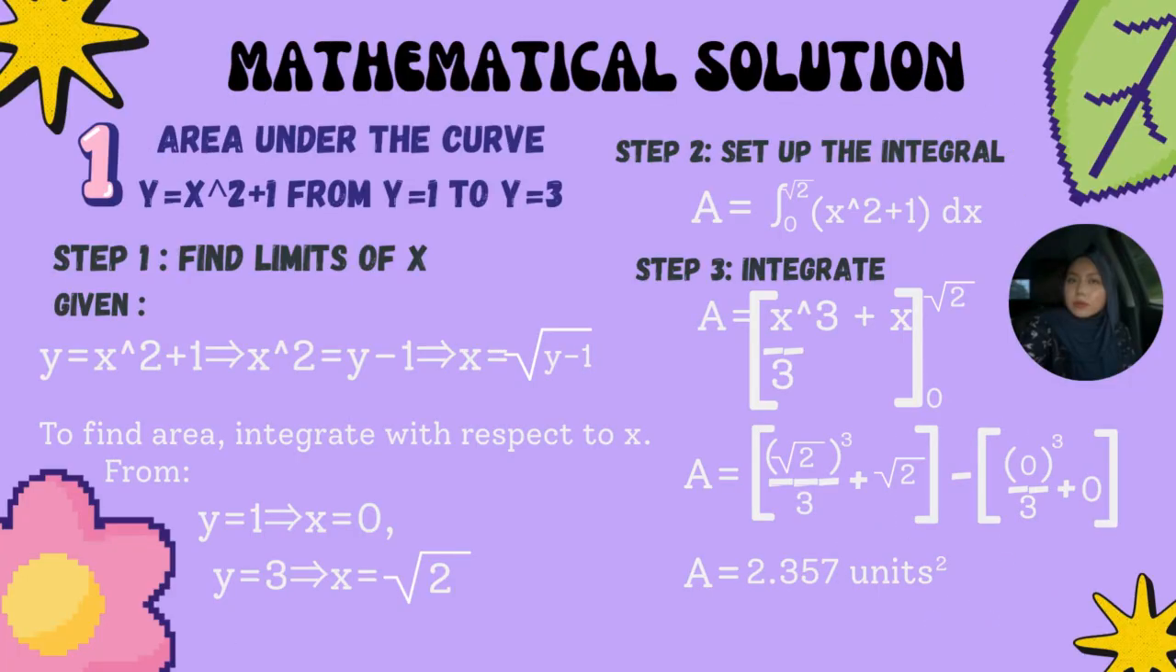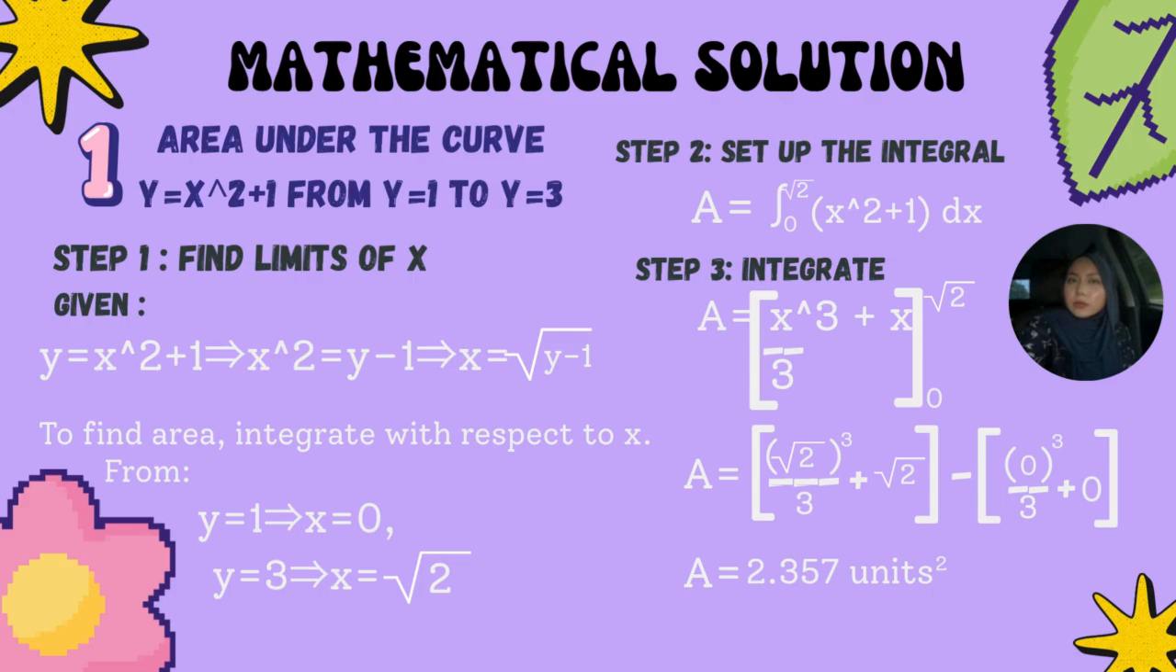For the first mathematical solution, the area under the curve y equals x squared plus 1 from y equals 1 to y equals 3. Step 1, find the limits of x. Given y equals x squared plus 1, x squared equals y minus 1, so x equals square root of y minus 1. To find the area, integrate with respect to x: y equals 1 gives x equals 0, while y equals 3 gives x equals square root of 2.